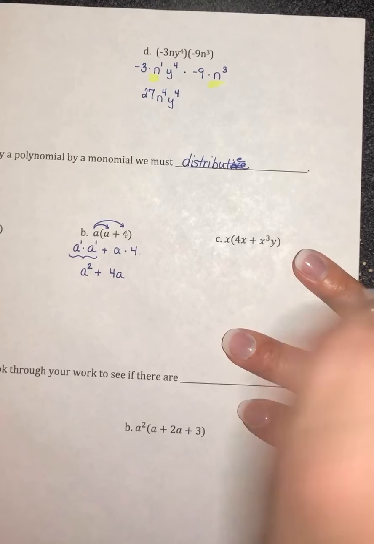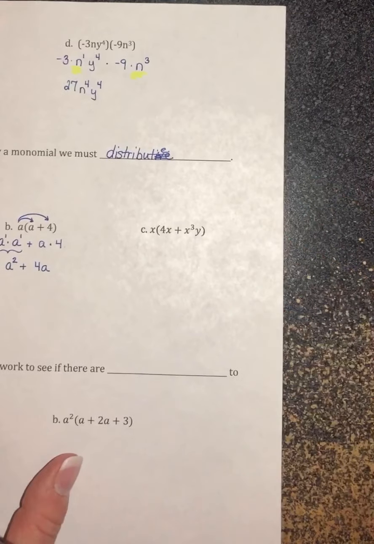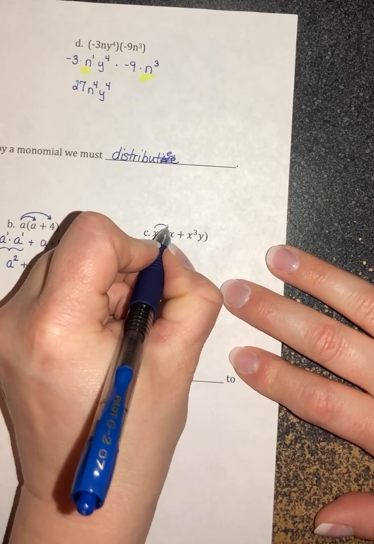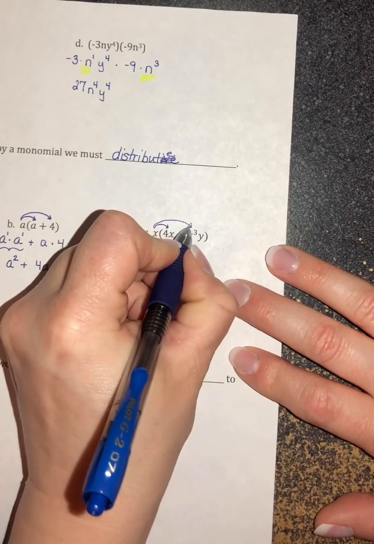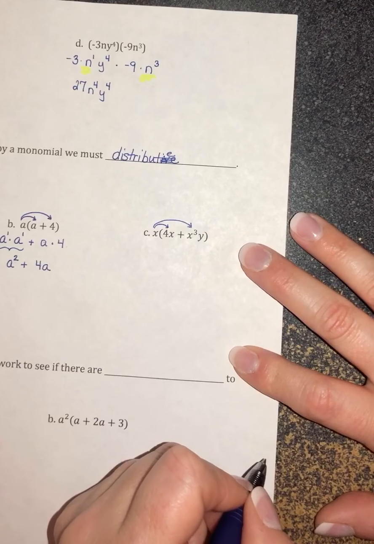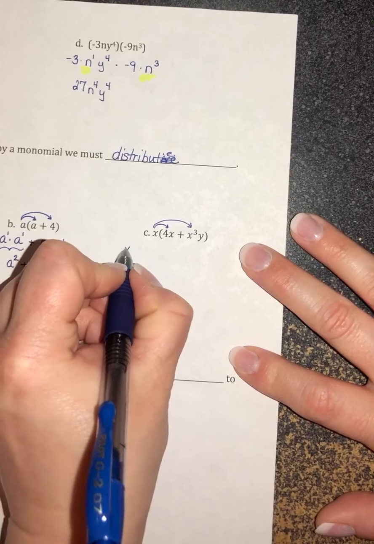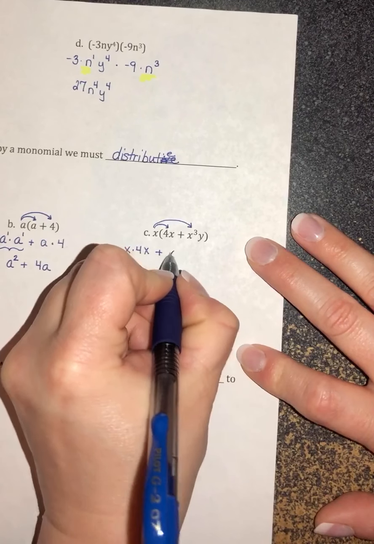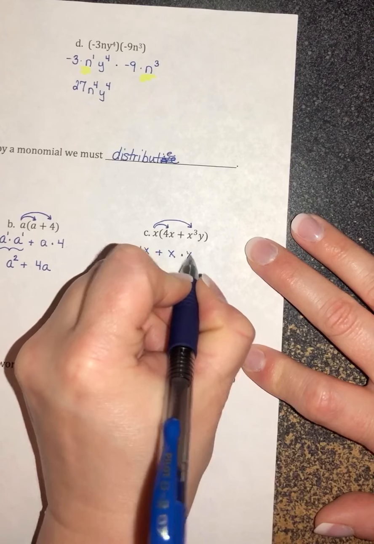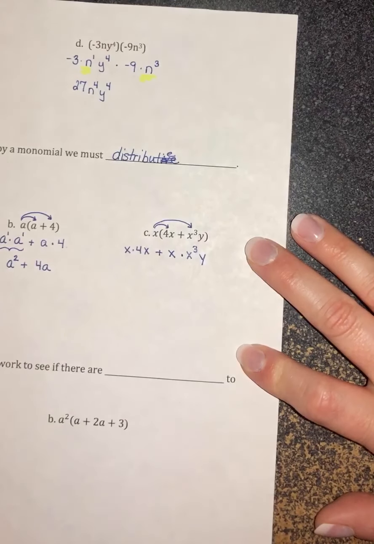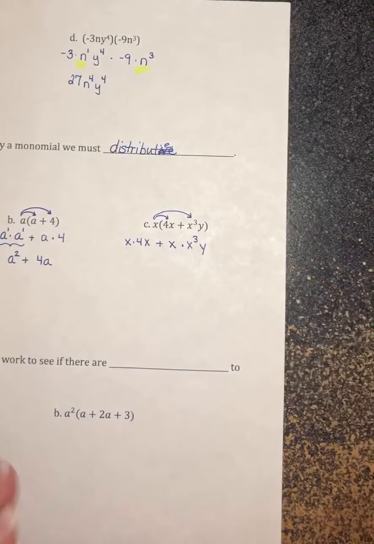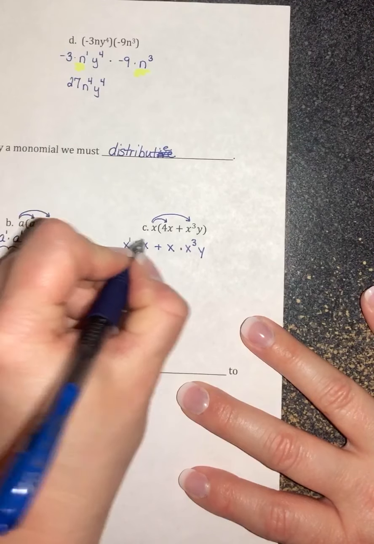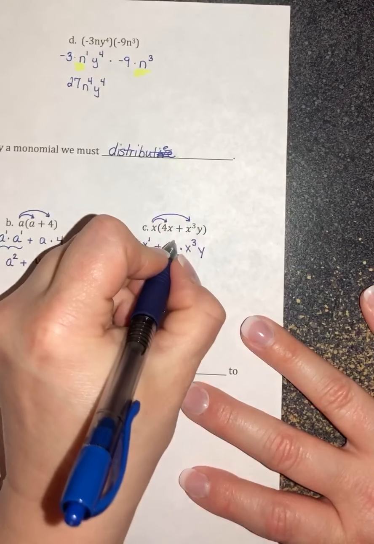Okay. Let's look at our third example, letter C. So again, we're multiplying x this time, and again, x gets multiplied by both parts of my binomial. So I have an x times a 4x plus an x times an x cubed y. So again, remembering that exponents, when they're not written and not shown, they are 1. I'll just put these in.